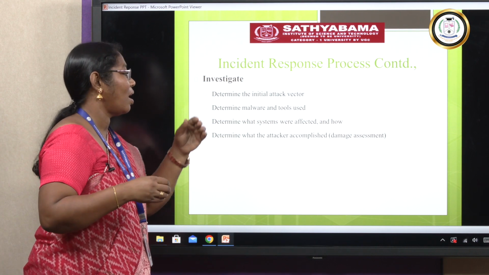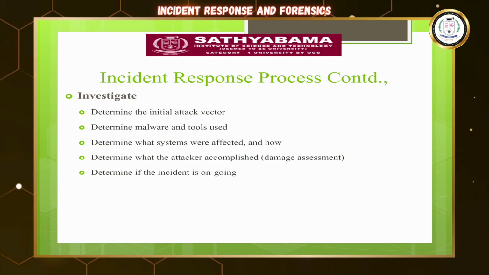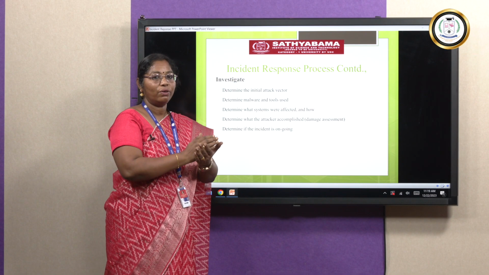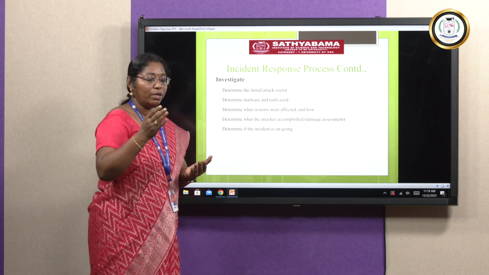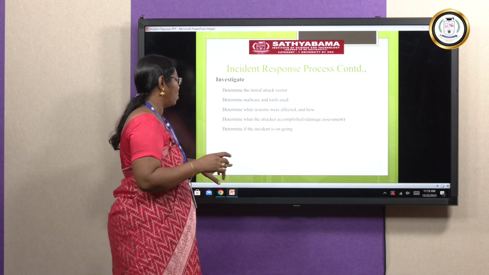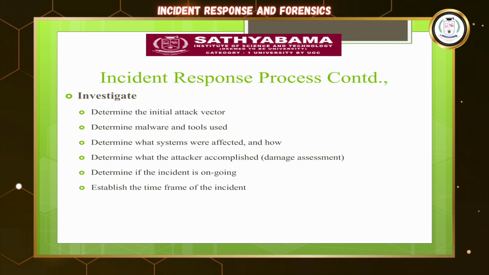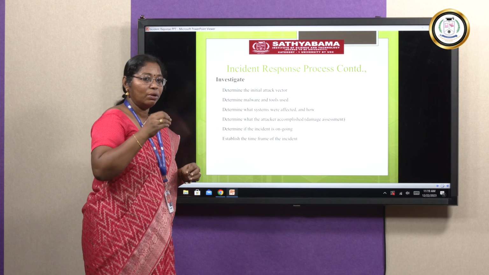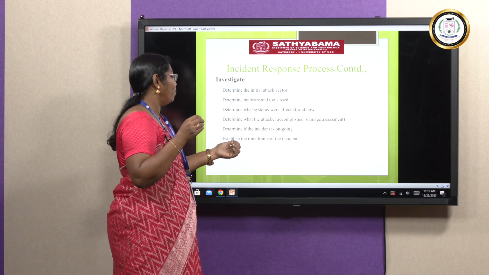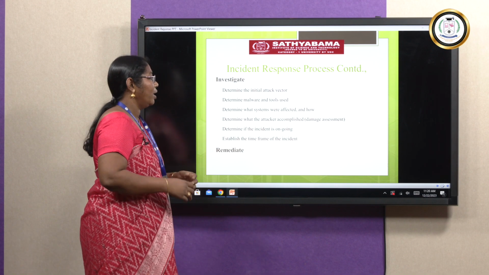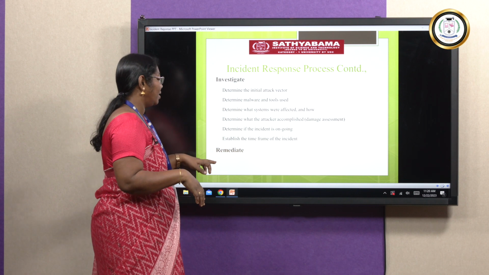So we have to assess the damage and determine if the incident is ongoing, whether the incident has ended or will continue. If it continues, we have to stop it. And establish the time frame of the incident. Through the time stamp we can analyze when it occurred. This is the second phase of the incident response process, investigation, and the final process in incident response is remediation.